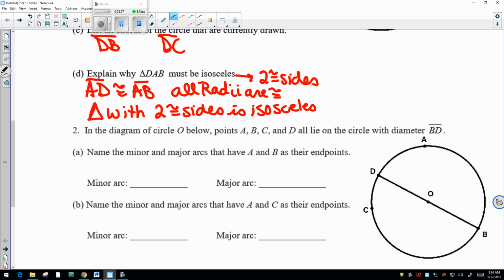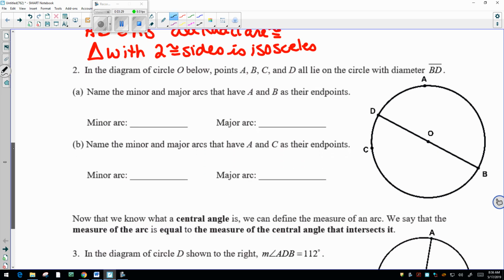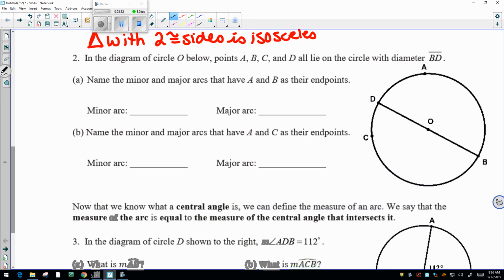Okay? Number 2, taking a look at something called major and minor arcs. So we have a diagram, we have circle O, meaning O is the center of the circle. We have A, B, C, and D, they're all on the circle. And DB is a diameter because it contains the center. We have to name major and minor arcs.